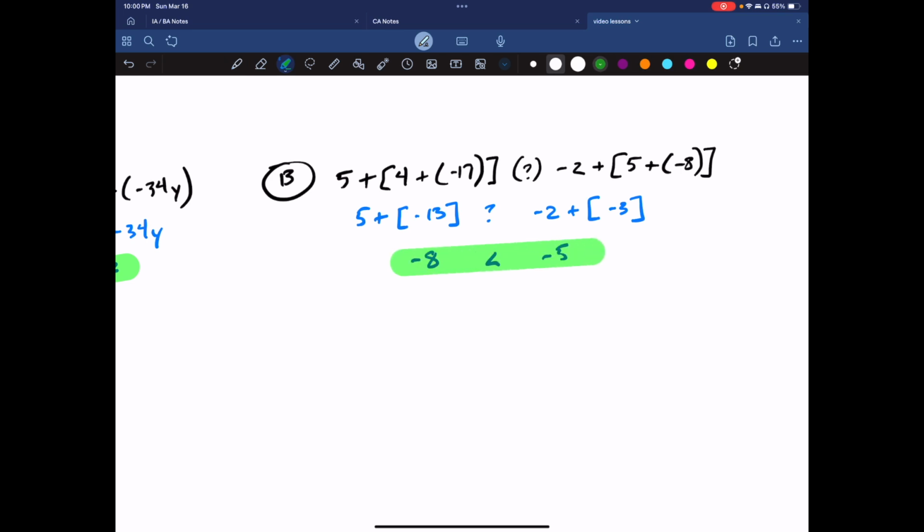Okay, so for instance, if I had a number line, negative 8 would be here, negative 5 would be here. And because 0 is somewhere over here, negative 5 is closer to 0 than negative 8 is. So negative 5 is bigger.